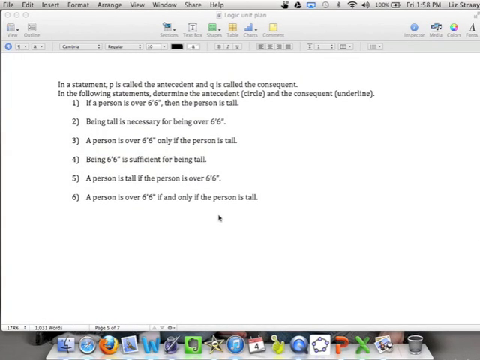So in a statement, P is called the antecedent and Q is called the consequent. Or in geometry, we use the words hypothesis and conclusion. So in these, I said determine the antecedent, and we'll just circle those, and the consequent, and we'll underline those. If a person is over 6'6", the if is the hypothesis or the antecedent, the then is the conclusion or the consequent.